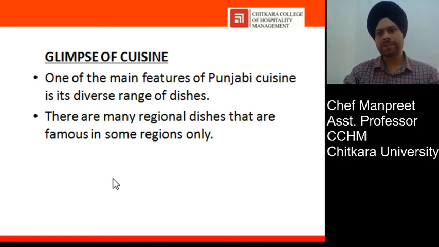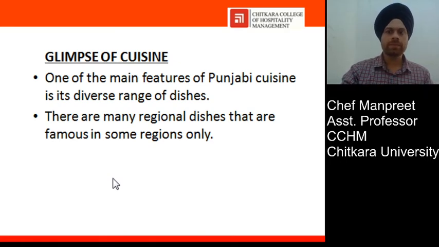There are also many regional dishes which are famous only in some regions. For example, Rooh ki kheer is a sugar cane kheer which is very famous in Majha Punjab, in Amritsar, and it has been prepared there for many years.